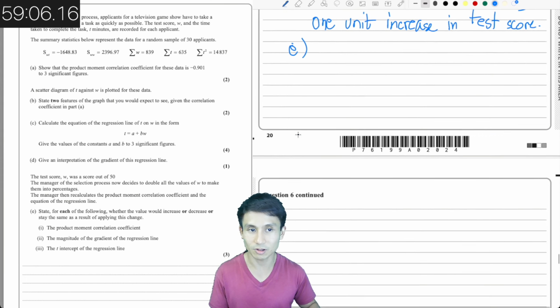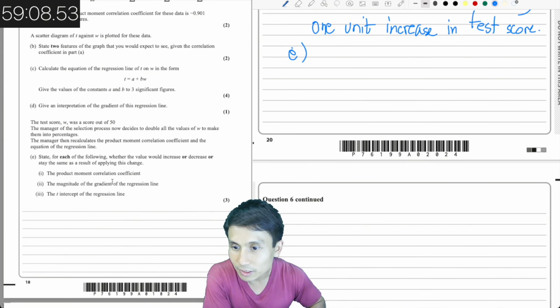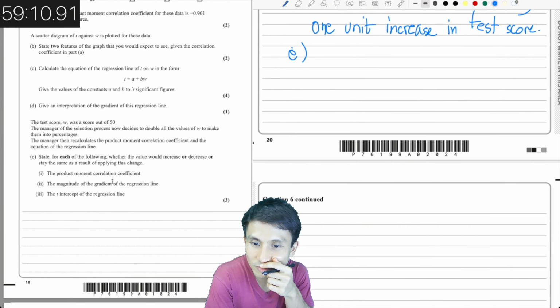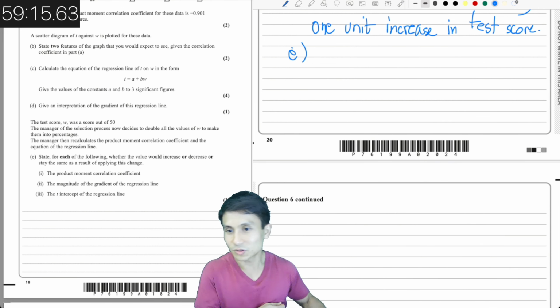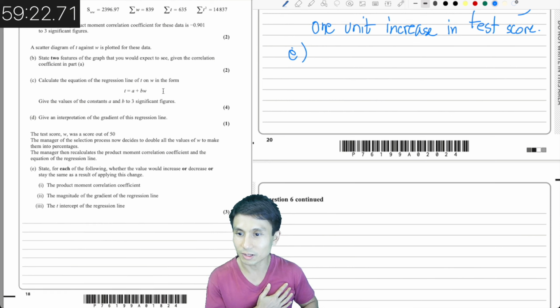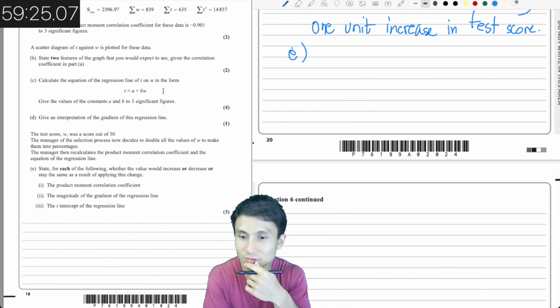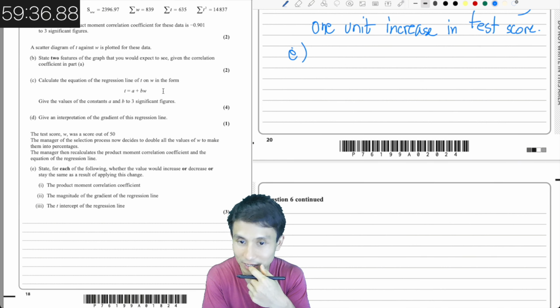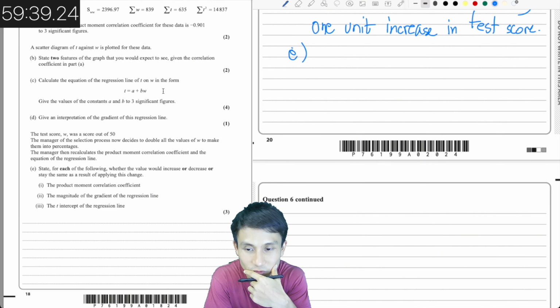Part E now seems long. State for each of the following whether the value would increase, decrease or stay the same. The test score W was a score out of 50. The manager of the selection process now decides to double all the values of W to make them into percentages. Fair enough. The manager then recalculates the product moment correlation, that shouldn't change, and the equation of the regression line.